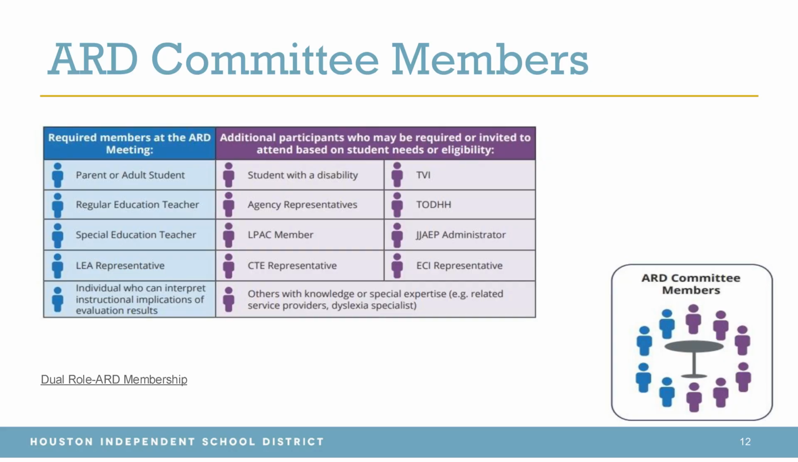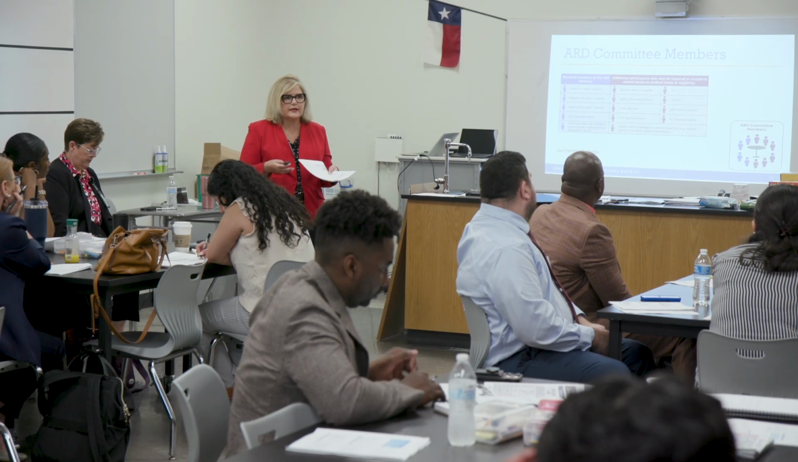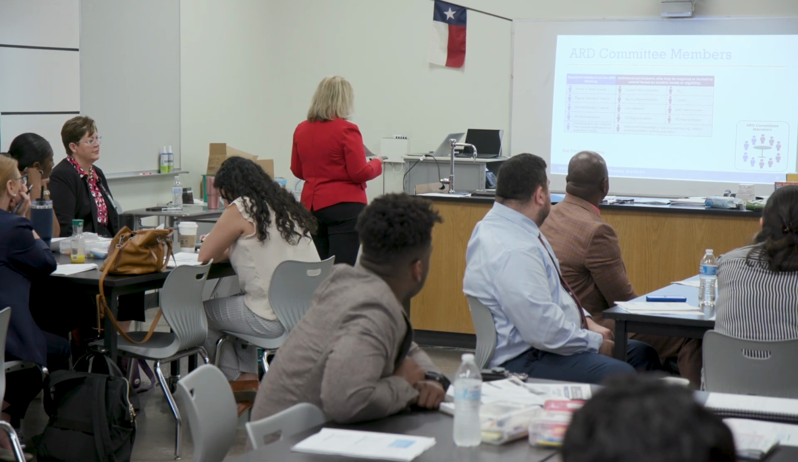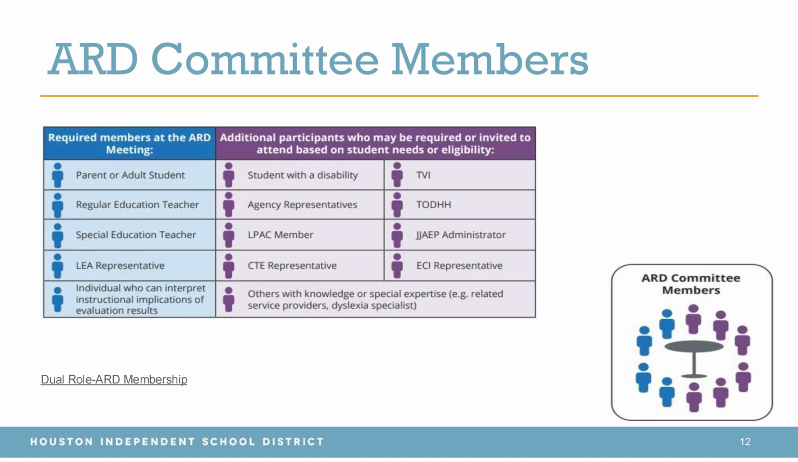Now, these people in purple are dependent on the student. You have to look at, of course, if we're looking at a student who's in transition, or a student that maybe has a lot of needs. Maybe they have a counselor outside of school, or a social worker that the parent wants to bring in so that we can have a really comprehensive plan, then that would be someone like an agency representative. An LPAC member: if you have a student who is emergent bilingual, then you have to have someone who is an LPAC member.